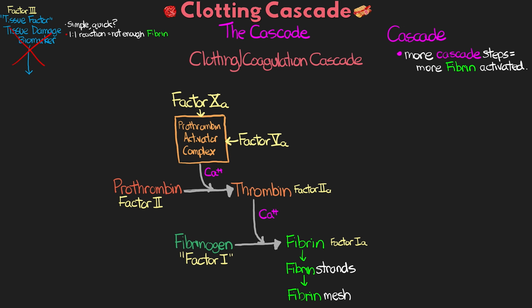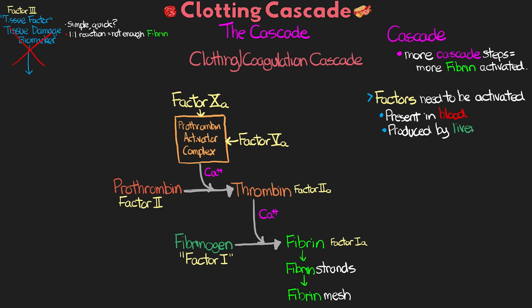And so, hopefully so far you can see a couple of themes. Almost all of our factors are going to need to be activated from their standard form. And these factors are going to be present in the blood and are mostly produced by the liver. Ionized calcium plays a very important role in many steps of this coagulation process, along with other biological processes too.